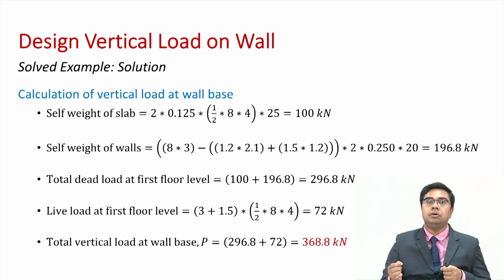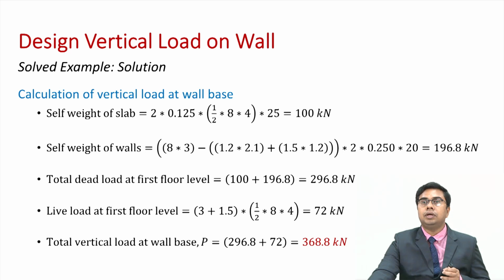You can pause the video, try doing it on your own, so that you get more confident with this. Then 25 kilonewton per meter cube is the unit weight of reinforced concrete. So, this way we get the self weight of slab as 100 kilonewton. The self weight of walls up to 2 floors, we calculate to be 196.8 kilonewton. A very detailed way we have shown it over here, so that you can easily understand it.